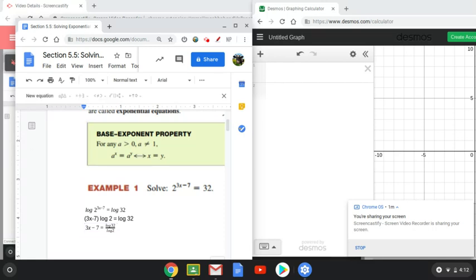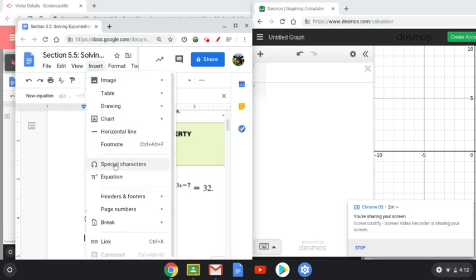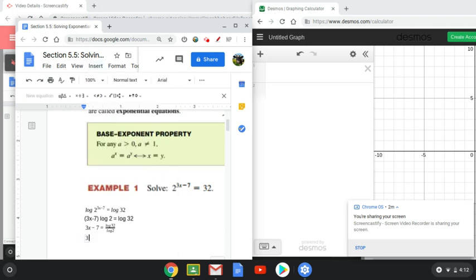What's my next step? Because at this point, x is still not by itself. Well, I have a 7 that needs to be added. Okay? So I say, well, now 3x is equal to log, I need a fraction there. Log of 32 over log of 2 plus 7.